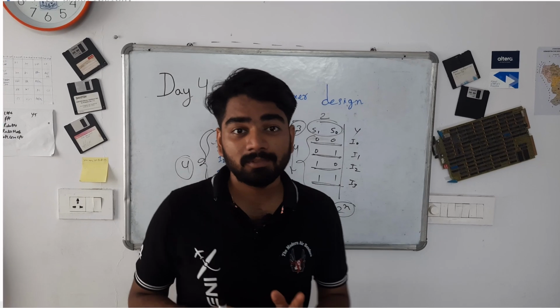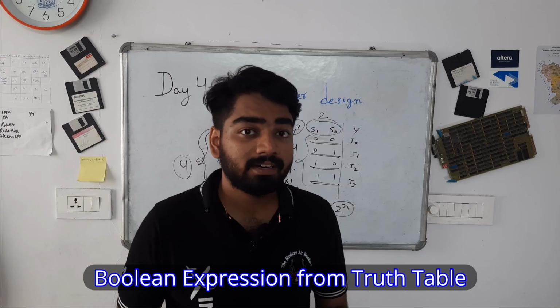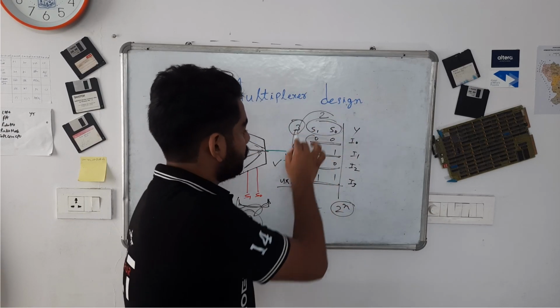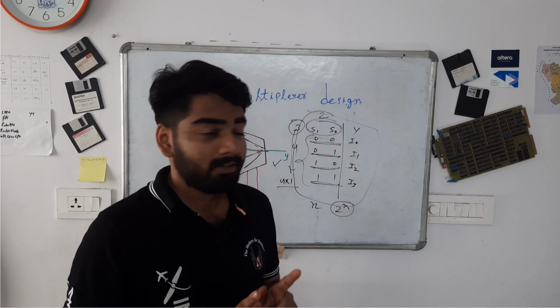The first method that I'm going to show you involves extracting the Boolean expression from the truth table, right? Whenever we have a truth table, something like this, we can always extract a Boolean expression out of it, right?